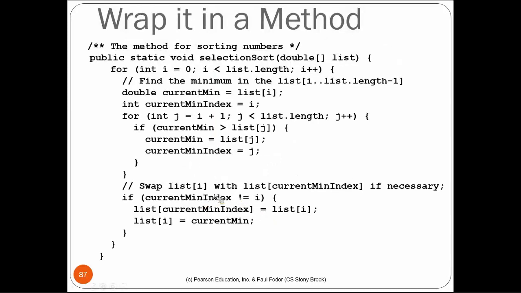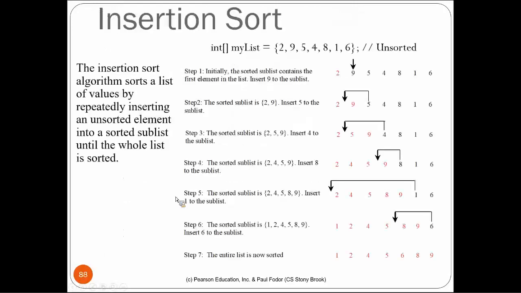And then if the current minimum index is different than i, we need to swap the two elements. So list[current minimum index] should be assigned the element at index i, and list[i] should be assigned the current minimum. We can put everything in a single method. This method iterates over the entire array. For every position i, we find the minimum in that array, and we swap it with the element at index i. Okay? So this method is quite simple. It basically finds the minimum of an array.